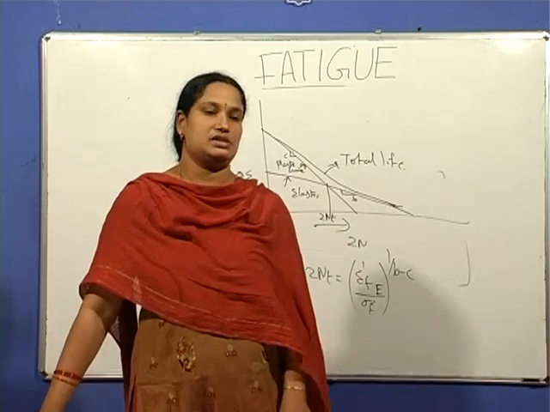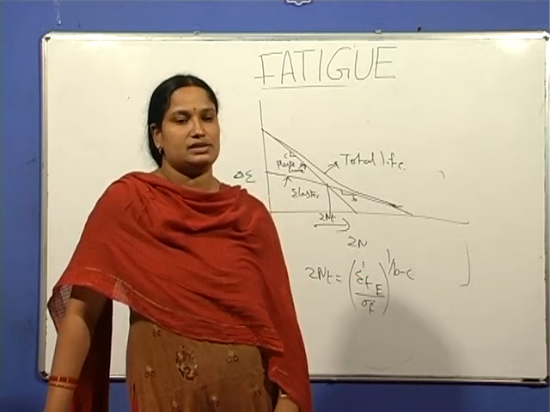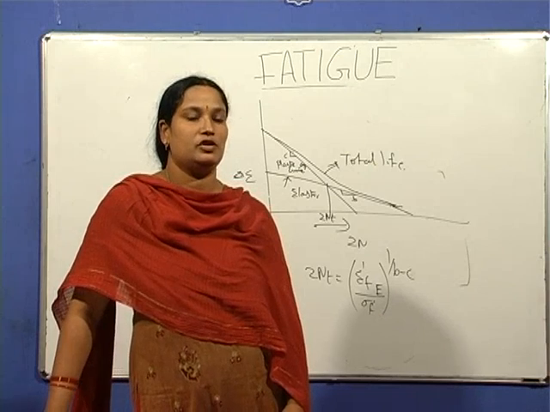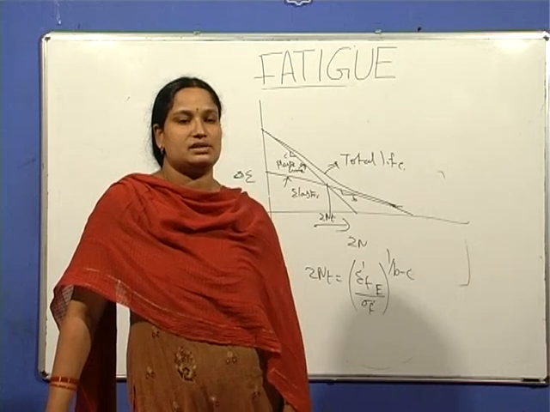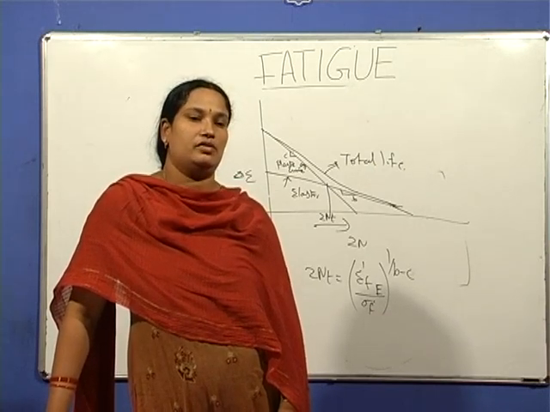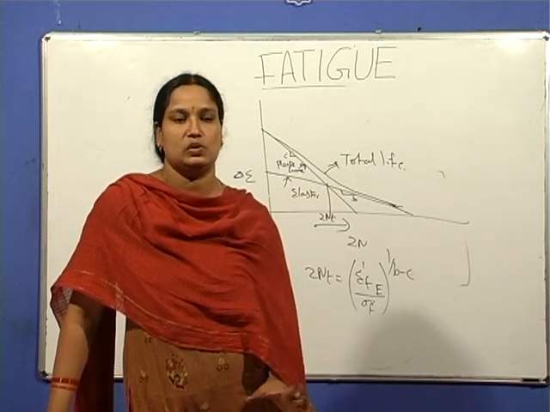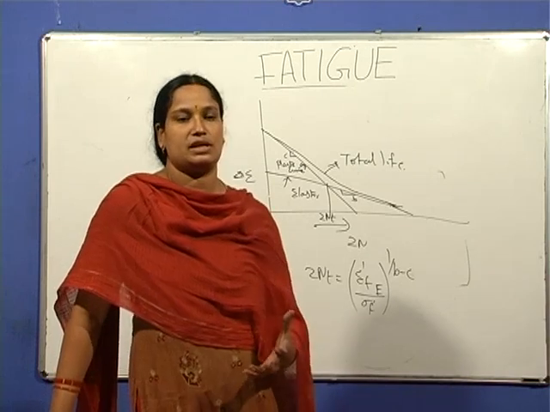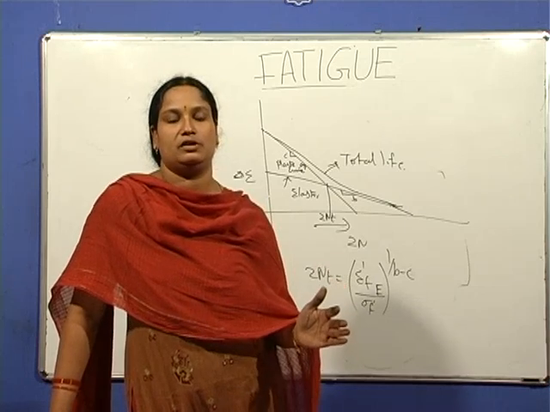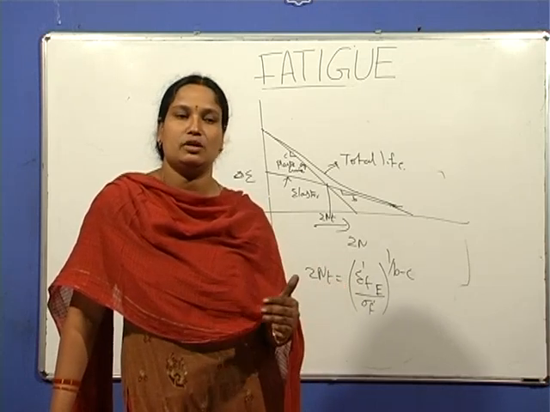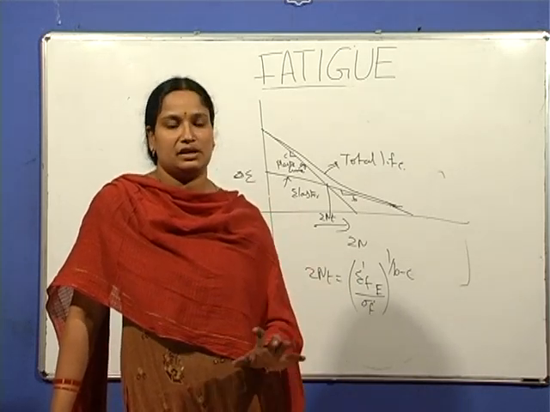So from these equations, it can be understood that highly ductile materials show better resistance to fatigue in the case of low cycle fatigue, and stronger materials have better fatigue resistance when they are subjected to high cycle fatigue. High cycle fatigue is low strain fatigue, and low cycle fatigue is high strain fatigue. So ductile materials are preferred for low cycle and strong materials are preferred for high cycle. For overall fatigue resistance, tough materials are preferred.